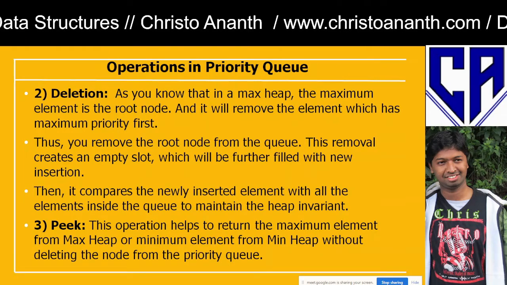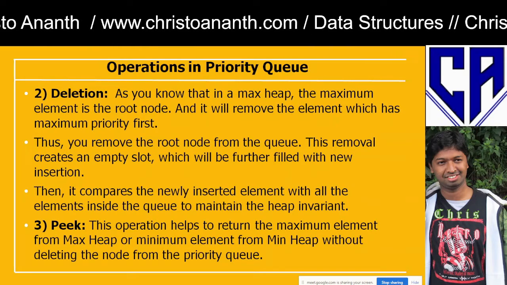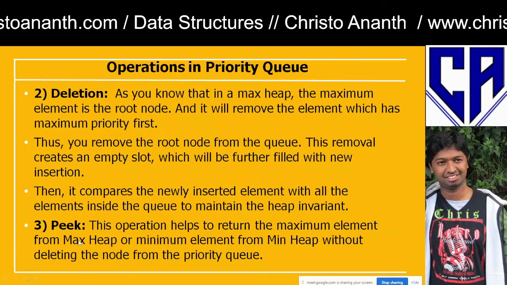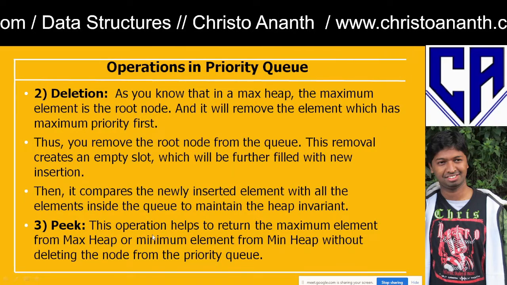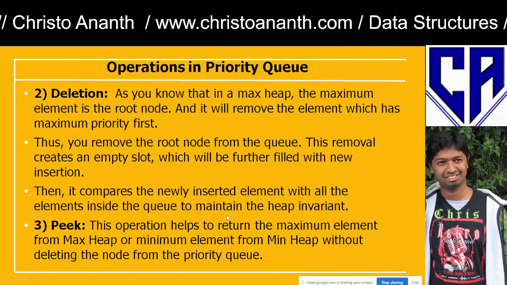So this you call deletion. Okay, it is going to remove the element which has the maximum priority first. And then you have the peek operation. It returns the maximum element from the maximum heap, or the minimum element from the minimum heap, without actually deleting the node from the priority queue.